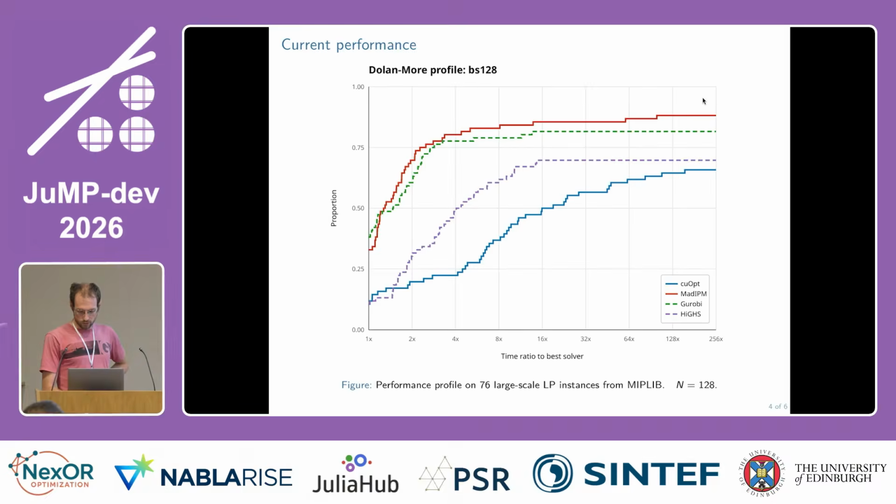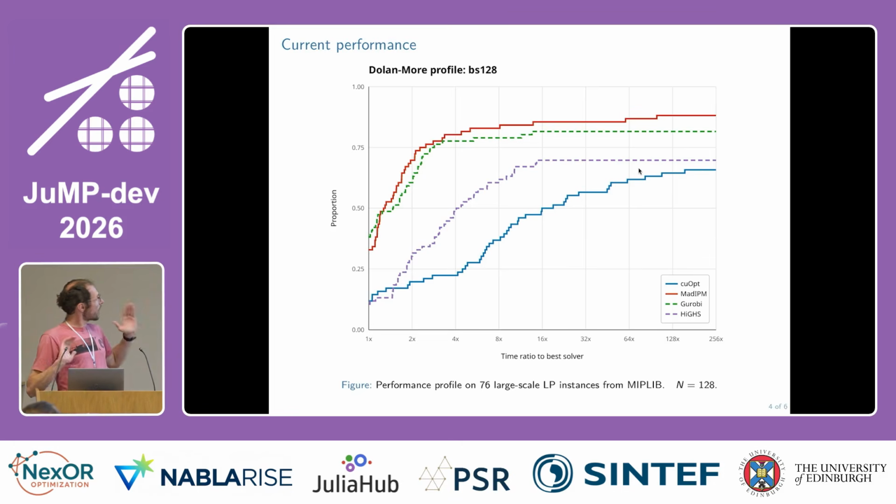And now I move to capital N equal to 128. Here I solve 128 large-scale LPs in parallel on the GPU. And here, we got more or less the same performance as Gurobi, except we are slightly more robust because Gurobi is, again, reaching the time limit more often than we do.